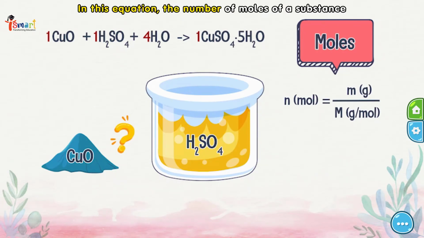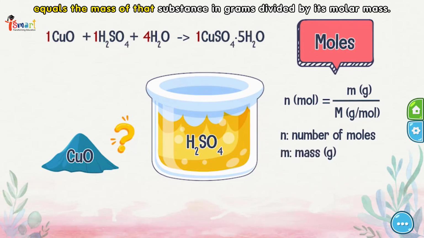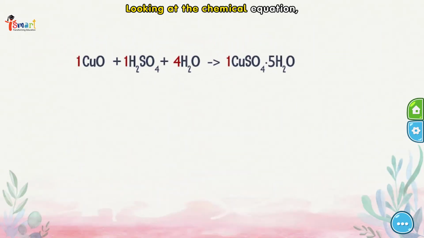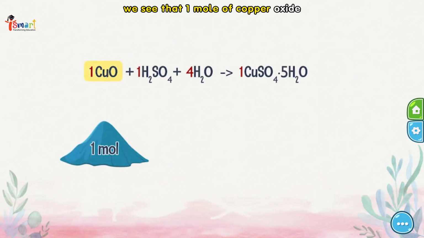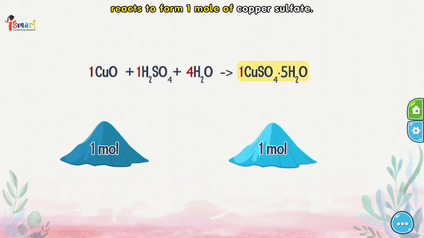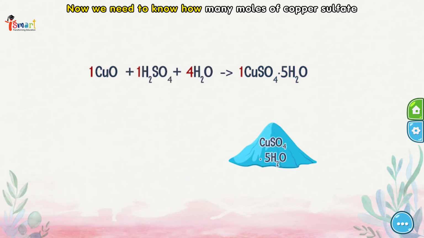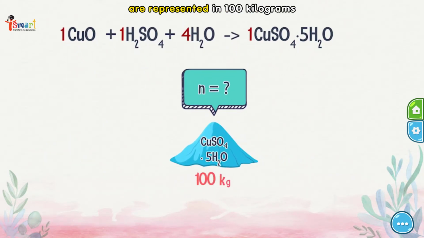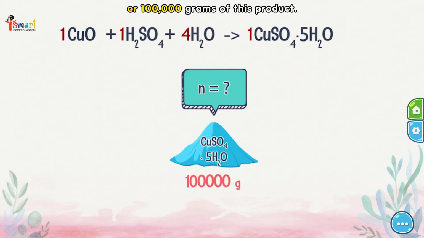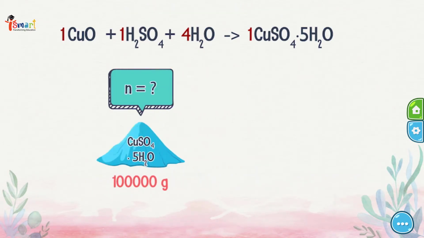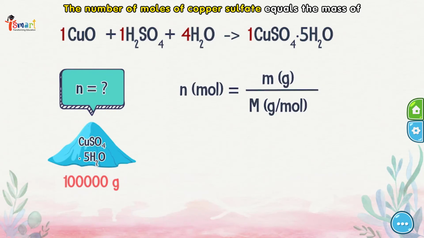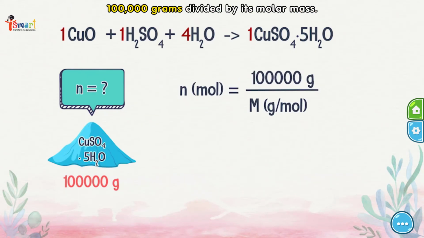In this equation, the number of moles of a substance equals the mass of that substance in grams, divided by its molar mass. Looking at the chemical equation, we see that 1 mole of copper oxide reacts to form 1 mole of copper sulfate. So you can calculate the number of moles of copper oxide needed based on that of copper sulfate. Now, we need to know how many moles of copper sulfate are represented in 100 kilograms, or 100,000 grams of this product. The number of moles of copper sulfate equals the mass of 100,000 grams divided by its molar mass.